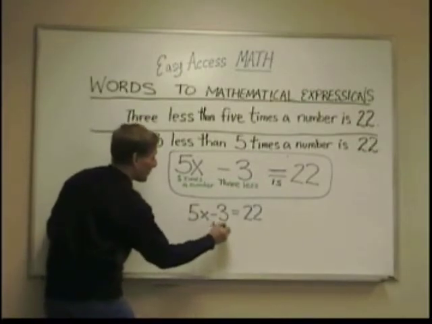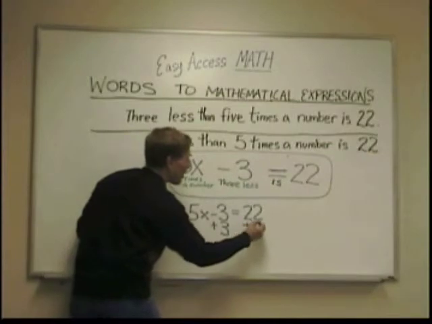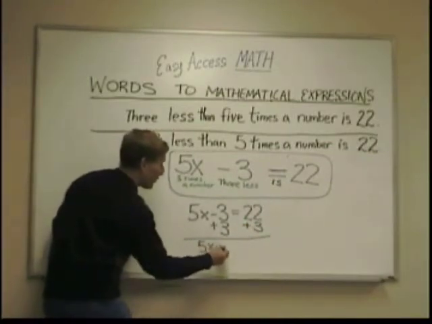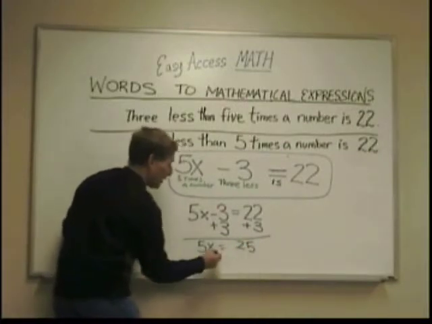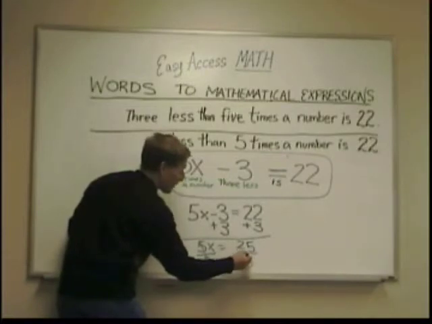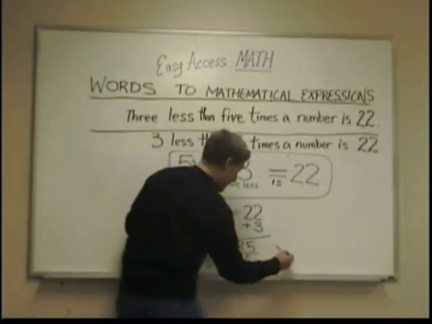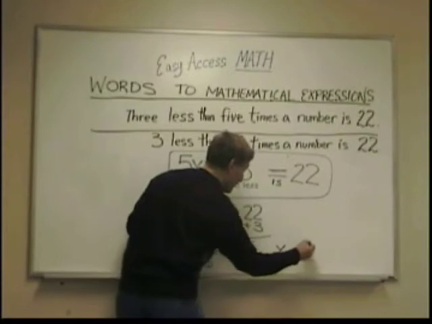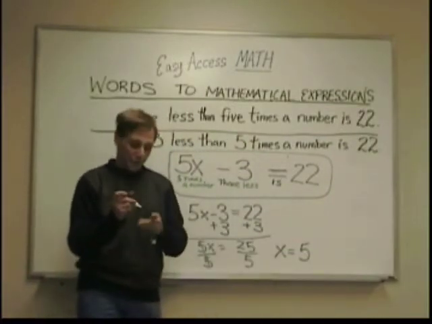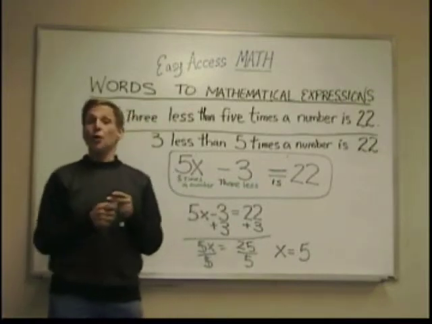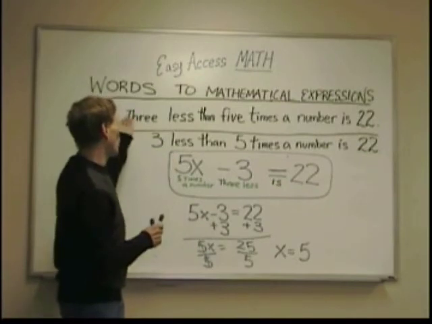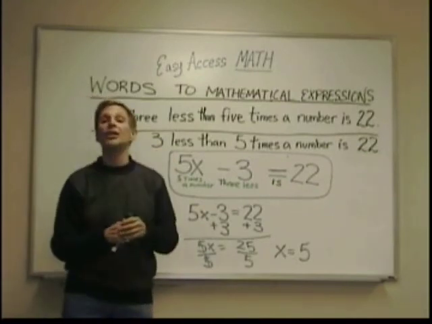The first thing I'll do is add 3 to both sides, and I get 5x equals 25. I'll divide both sides by 5 to get x by itself, and I get x equals 5. 25 divided by 5 is 5. So that's my solution. Again, you most likely won't have to give a solution. You're just asked to write the words into an equation, into math.